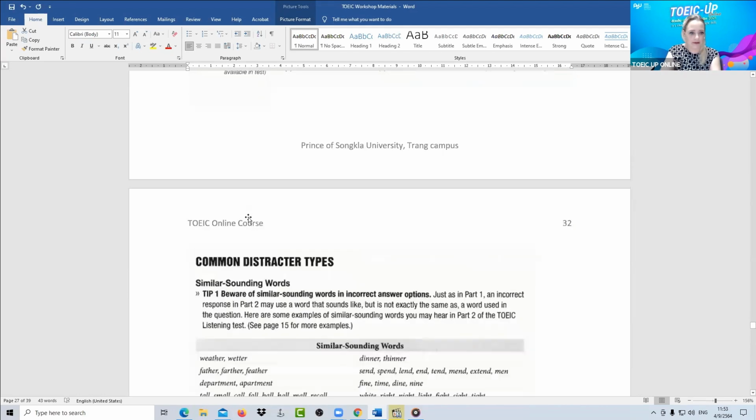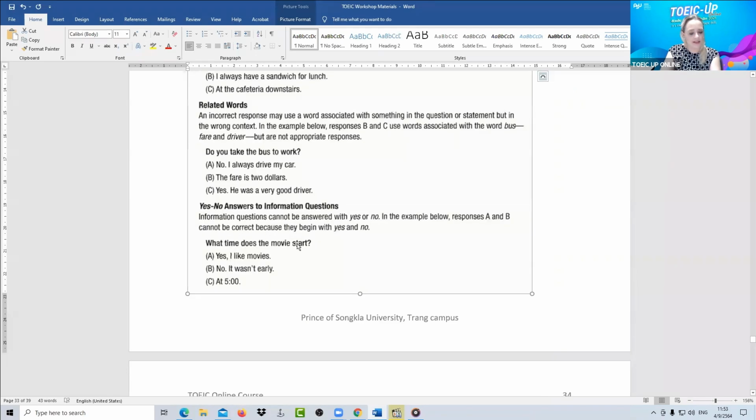Here we go. What time does the movie start? What time is the information requested? So you're listening for a time. And then they say yes, no. Where's the time? There's no time in here. Okay, so yes, no answers to information questions. Remember, when it comes to information questions, you need information. If they don't give you the information that you are looking for, what time, the answer is incorrect.